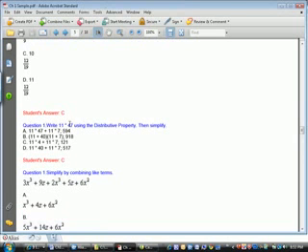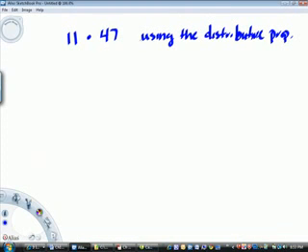Write 11 times 47. And this is a copy of the test, so it's not written exactly the way it was on your original document, but it's 11 times 47 using the distributive property. So these were the possible answers, and I'm going to go ahead and work this problem out and show you how to work it.